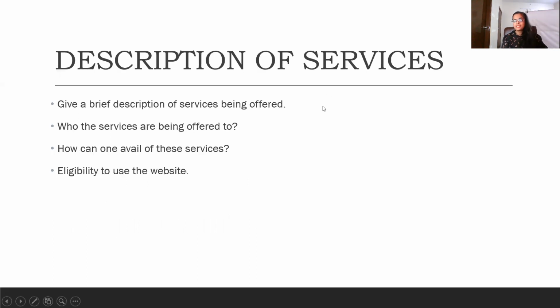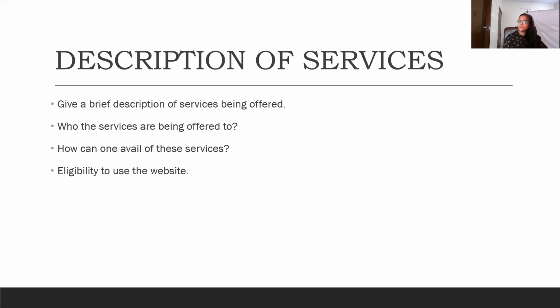Now, description of services. When you start drafting a terms and conditions document, it is important that you give a brief description of the services. What does the terms and conditions document do? It basically tells the users who come to your website that you are going to be governed under these rules. Therefore, the person should know what services he is saying okay to.